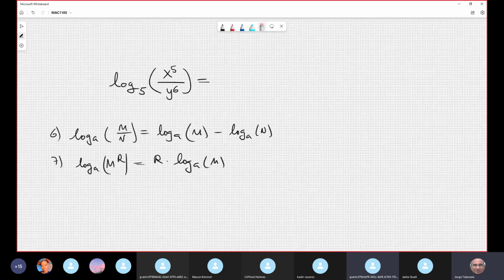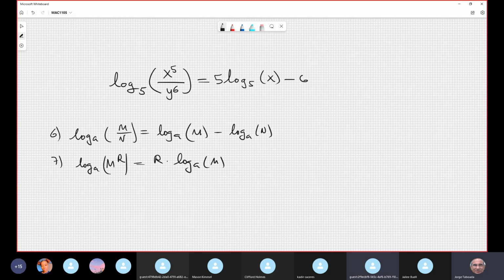So using that property, I can expand like that. Logarithm of base 5 of x, and what about the exponent 5? I put it in front as a 5 using property 7. Minus 6 times the logarithm of base 5 of y. Done. End of the story. This is the idea: expand this logarithm into several logarithms, and the exponents you put as factors. Boom. One more example, more complicated.